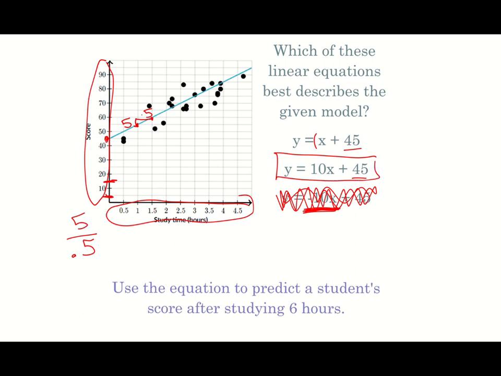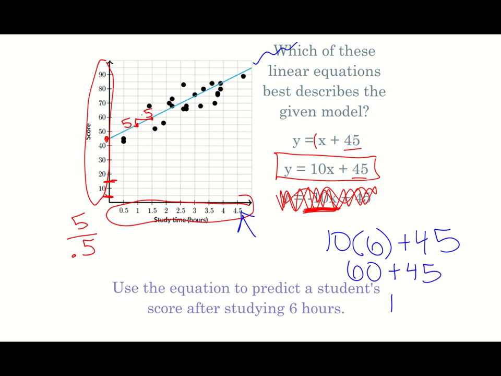So then once you have the equation, you can predict something based on this situation. It says use the equation to predict a student's score after studying 6 hours. So see how 6 hours is not on the graph. It only goes up to 4.5, and it's kind of hard to know what's going to happen after this. So I can use this equation by saying, all right, the x is the study hour. So I'm going to put 6 into the equation, and figure out what that would be. 10 times 6 is 60 plus 45. So that would be 105. So that would be my prediction of the score.